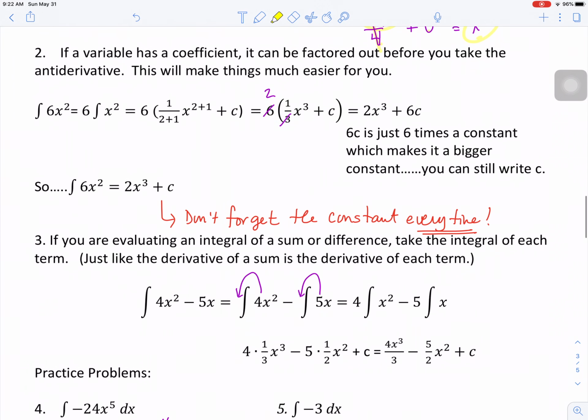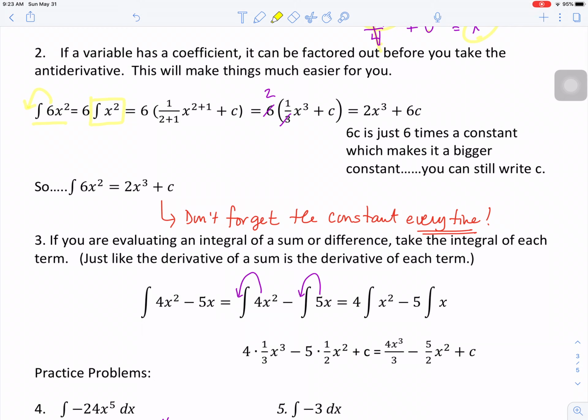Okay? Now, if a variable has a coefficient, it can be factored out before you take the antiderivative. This will make things much easier for you with the fraction part. Then you're just going to have some fun reducing. Okay, what is the antiderivative of 6x squared? We're going to take the 6, that's a coefficient, in front of the antiderivative sign. And when we're doing the antiderivative with respect to x, we only really want to deal with the x term. So we're going to get 6 times whatever the antiderivative is of x squared.